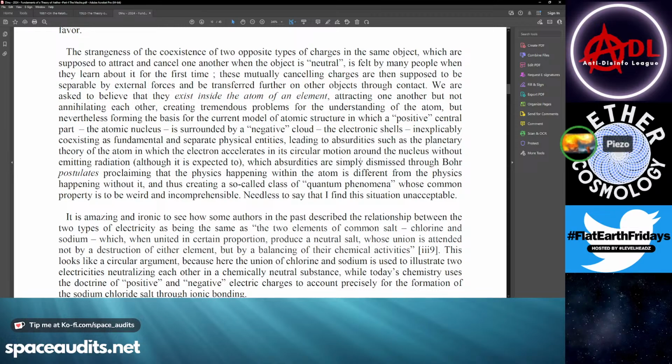not annihilating each other, creating tremendous problems for the understanding of the atom, but nevertheless forming the basis for the current model of atomic structure in which a positive central part, the atomic nucleus, is surrounded by a negative cloud, the electronic shells, inexplicably coexisting as fundamental and separate physical entities, leading to absurdities such as the planetary theory of the atom, in which the electron accelerates in its circular motion around the nucleus without emitting radiation, although it's expected to, which absurdities are simply dismissed through Bohr postulates, proclaiming that the physics happening within the atom is different from the physics happening without it, and thus creating a so-called class of quantum phenomena whose common property is to be weird and incomprehensible. Needless to say that I find the situation unacceptable.